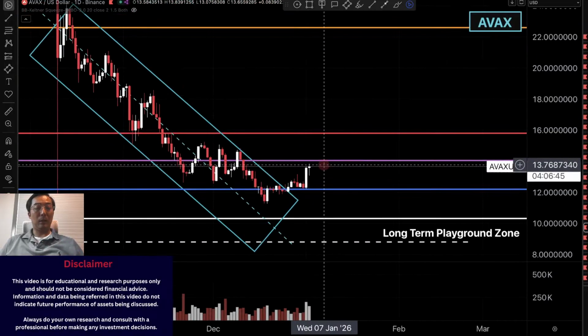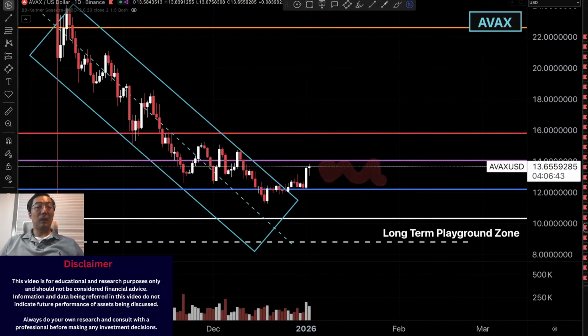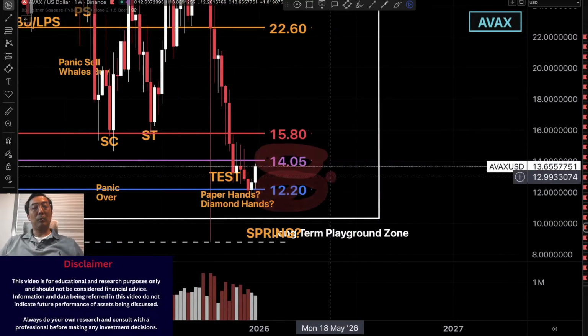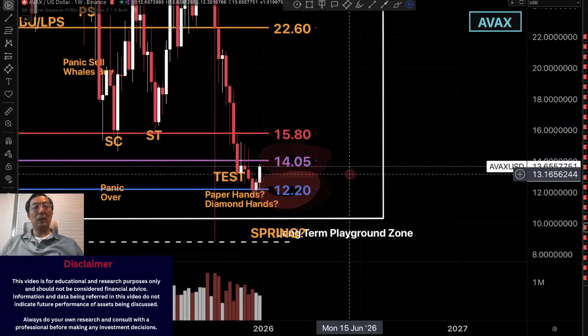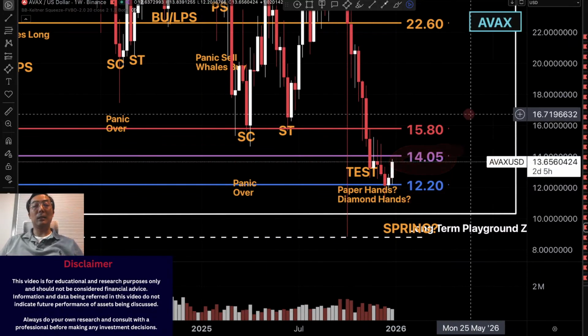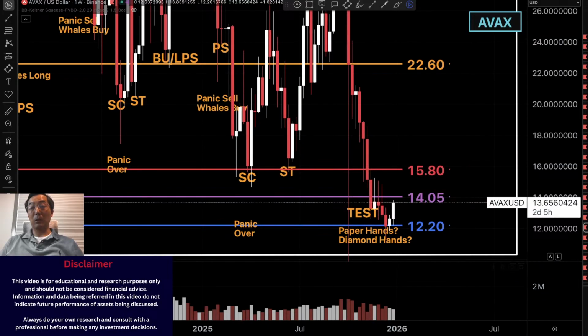If that happens, then the sideways trend may last for a little longer. That means the price may trade between $12.20, the blue key level, and the purple key level of $14.05 a little longer if the volume comes down.